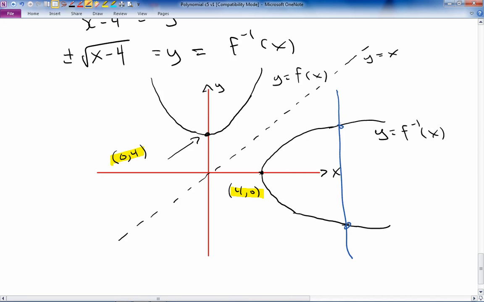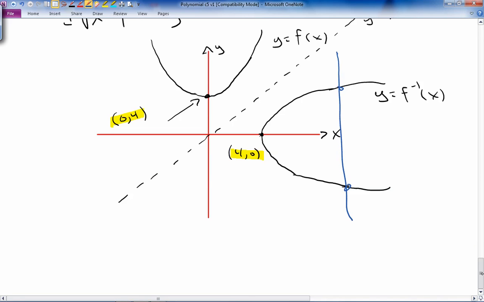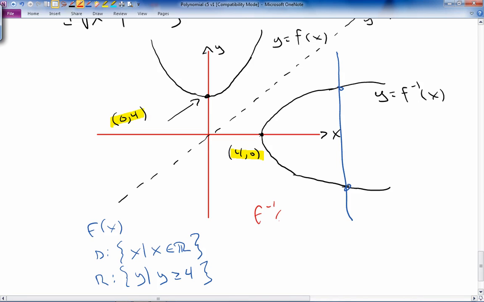Okay, so if we look at this, this has some interesting properties. If I look at the function, the domain was x, all real numbers. The range, y bigger than or equal to 4. If I look at the inverse, the domain is now x bigger than or equal to 4, because I only use x's that are from here on out. I'm not using any x's anywhere else.